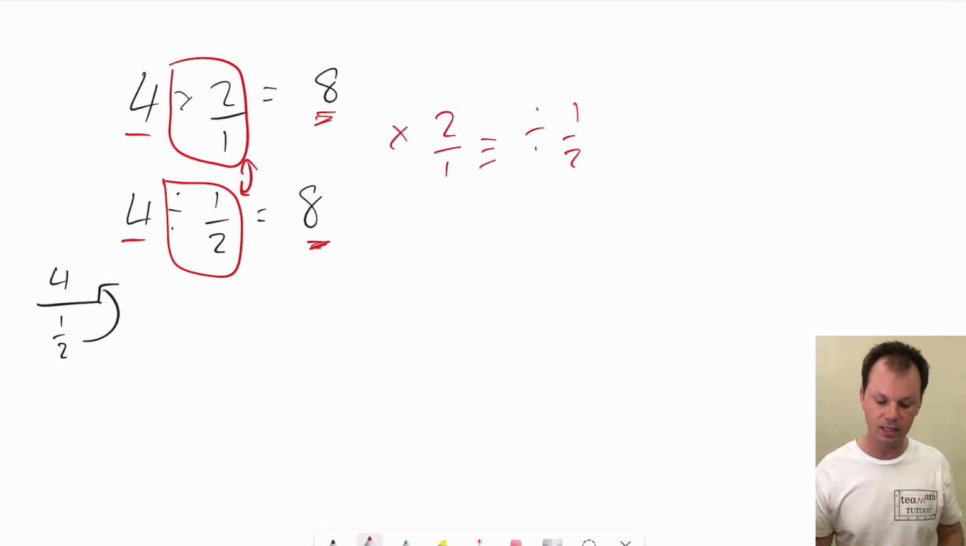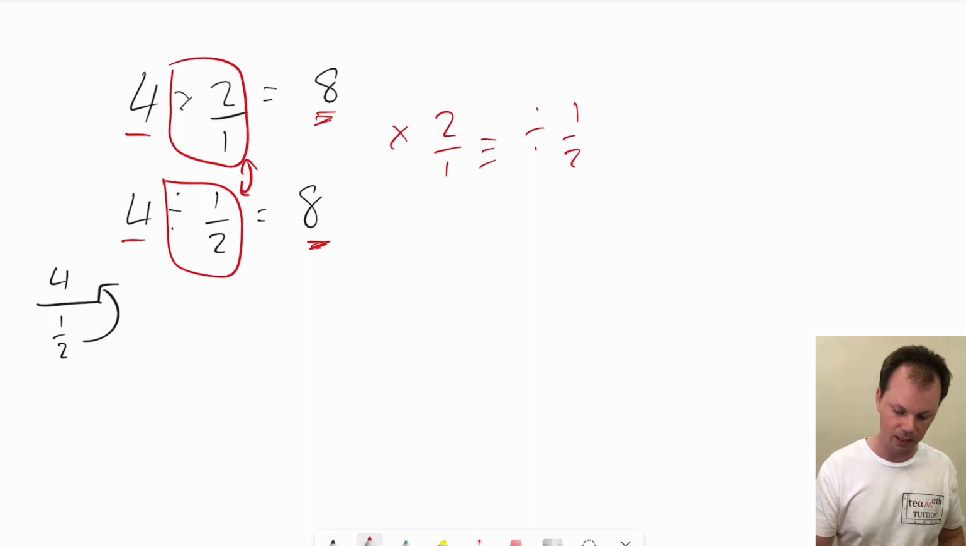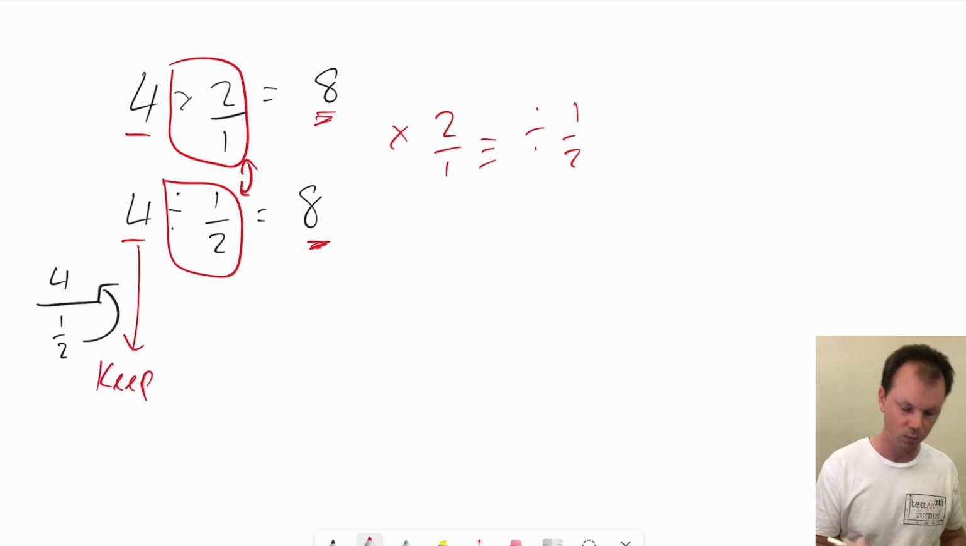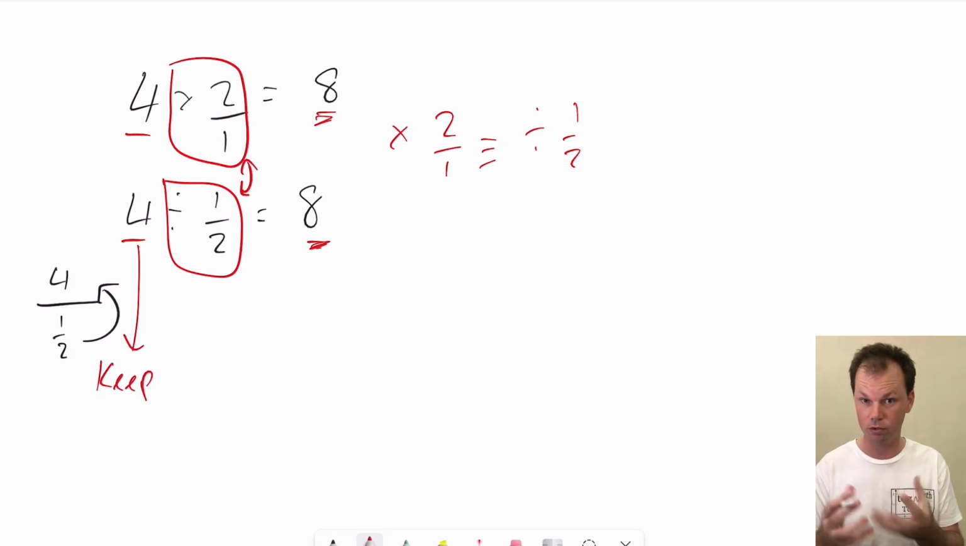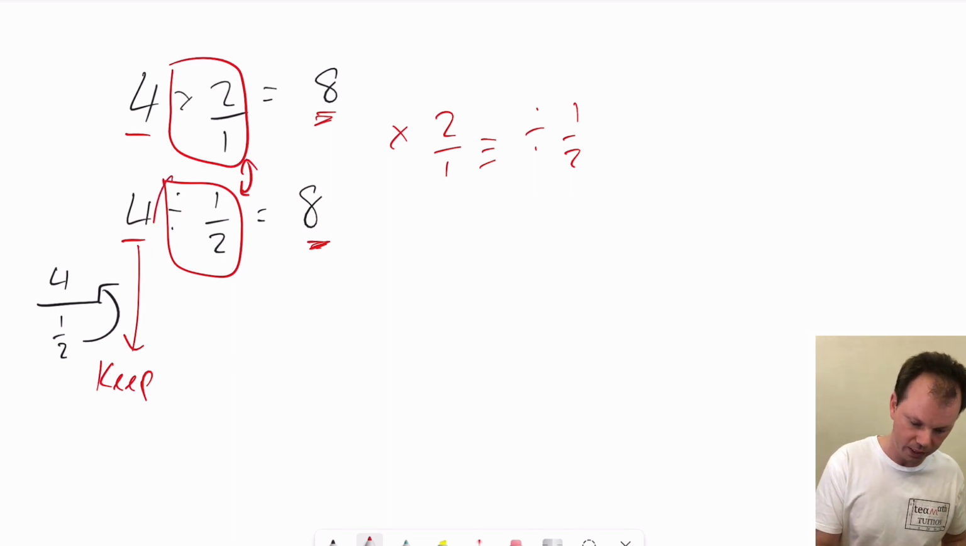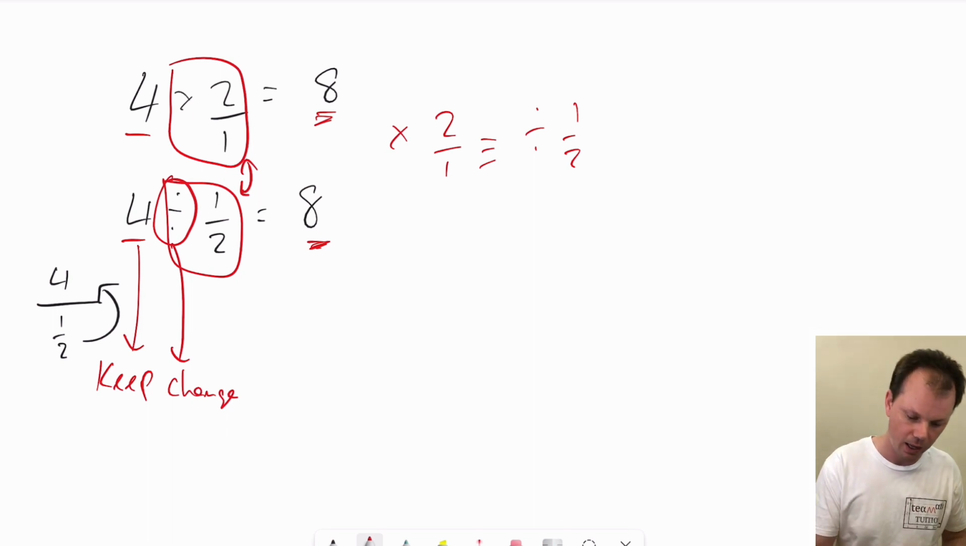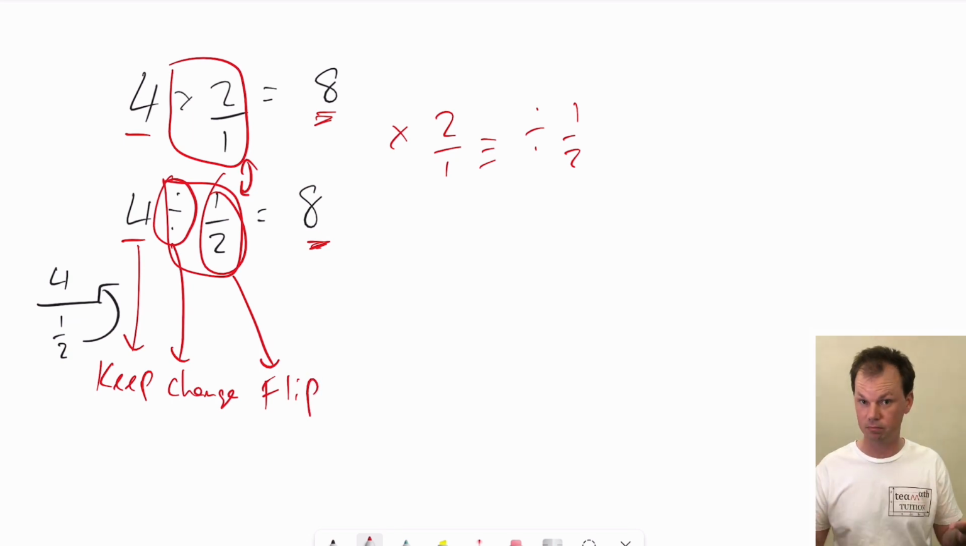Now, the way that we typically remember this is we keep this number the same, whether it's a whole number or a fraction. We change the sign from divide to times, or even from times to divide, it works that way. And we flip the fraction. And that's how we do the problem.